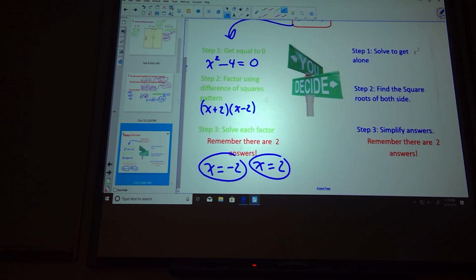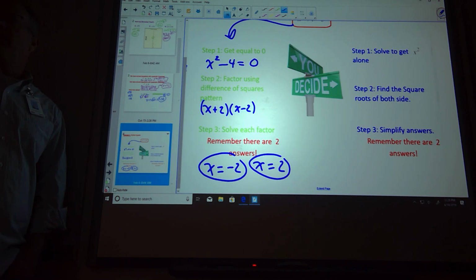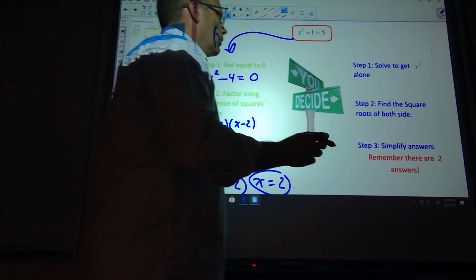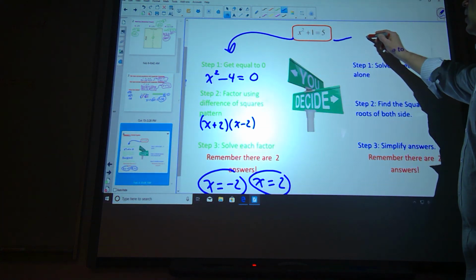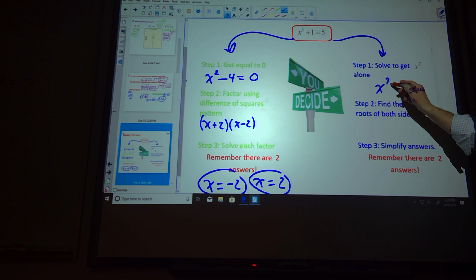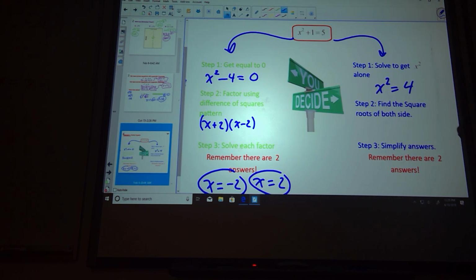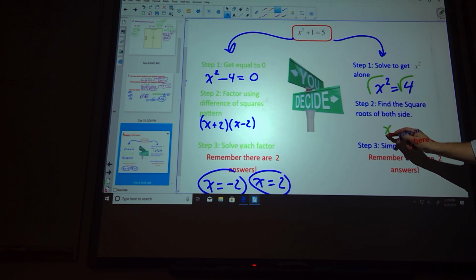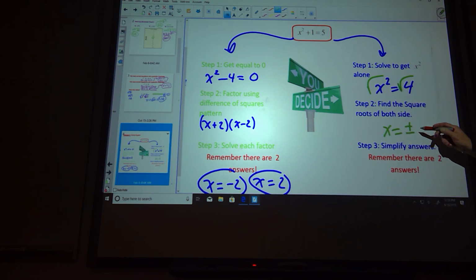Okay. Ready for me to move on? Let me show you the other way to solve this problem. Okay? We want to get x squared alone. So if I take this and I did this, what happened to the 1? I subtracted it. So 5 minus 1 is 4. And if I take the square root of both sides, right here, I'm going to get x is equal to plus or minus 2.